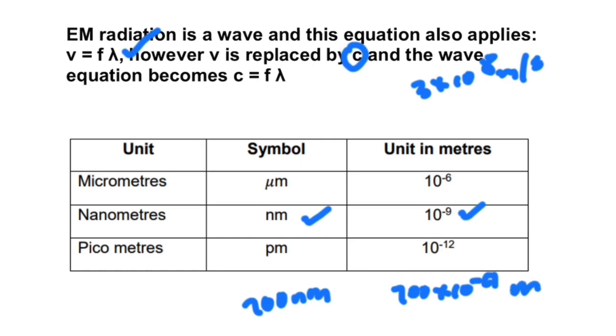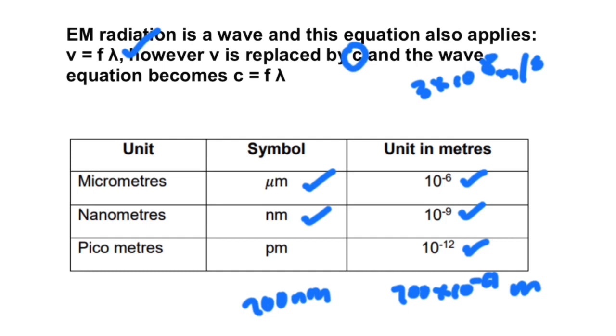And then we have micrometers, times 10 to the minus 6. And then we have picometers, times 10 to the minus 12. So these are the units that you will usually see in the exam, more especially nano and micrometers. It's very rare that you come across picometers, but nano and micrometers, very typical.